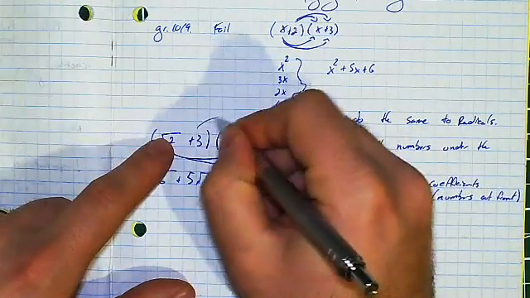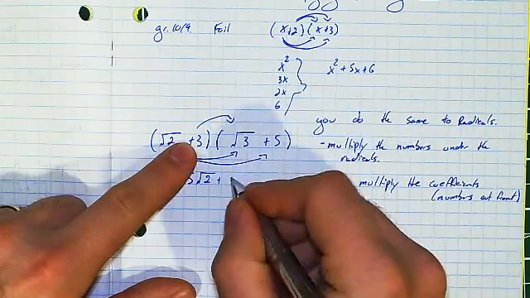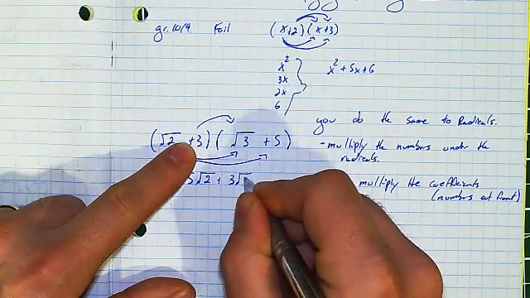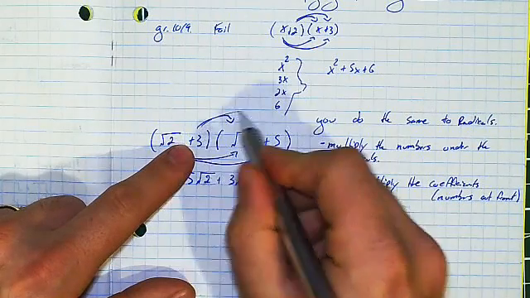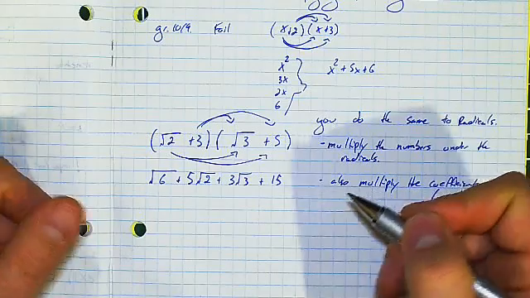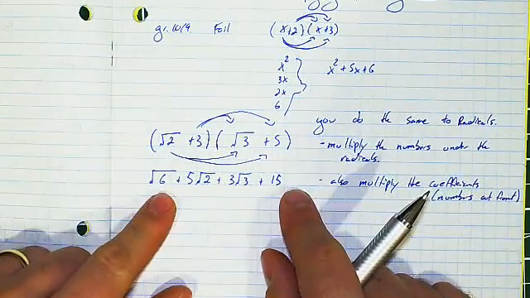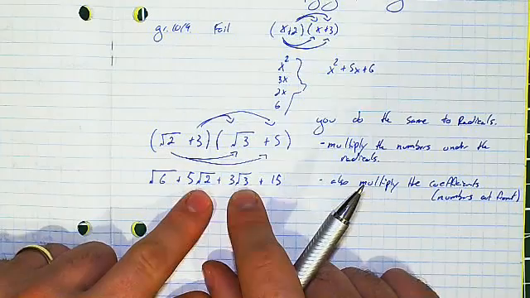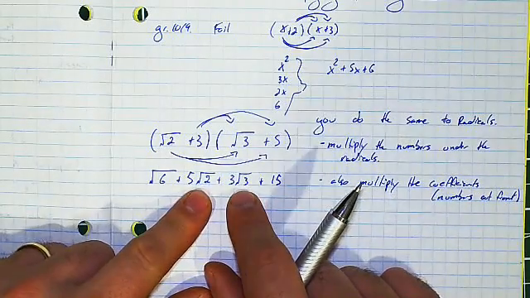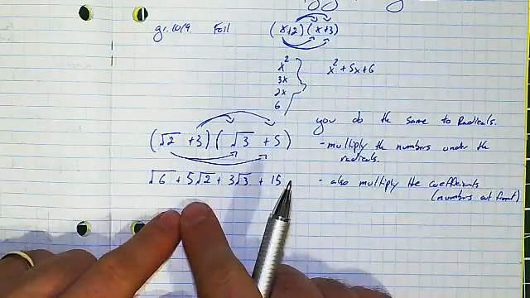This is positive. 3 times root 3 is the exact same situation, so 3 times essentially 1 would be 3 root 3. And lastly, we have 3 times 5, which gives us 15. Now, if we could, we would collect all like terms together, but only if they have the same number underneath their radical. We don't, so you can leave it like this.